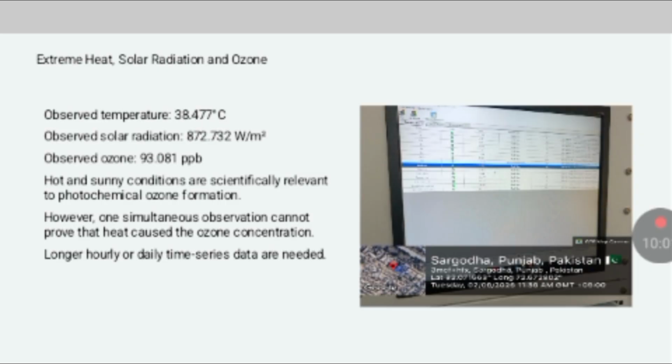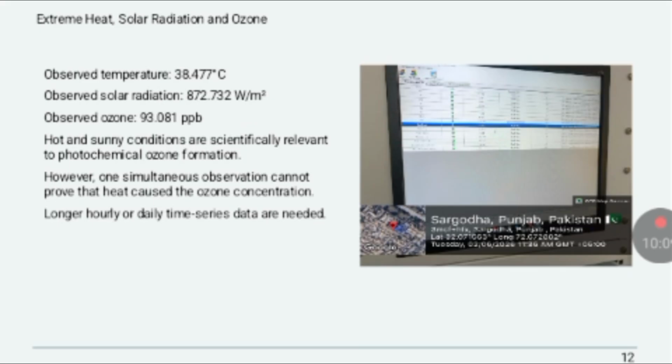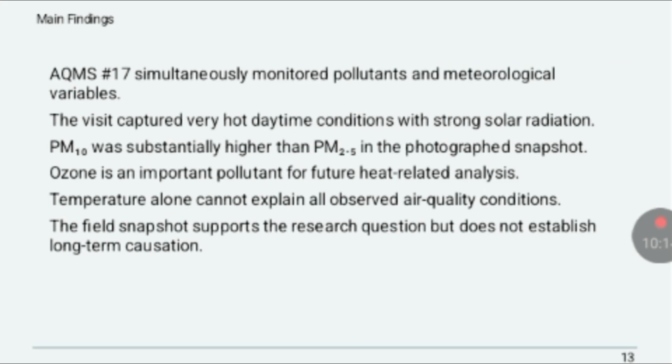So at the same time, the monitoring system was measuring ozone. The key point is that hot and sunny conditions may favor ozone formation, but the actual relationship depends on the atmospheric chemistry. Then there come the main findings based on the field evidence and the literature review.